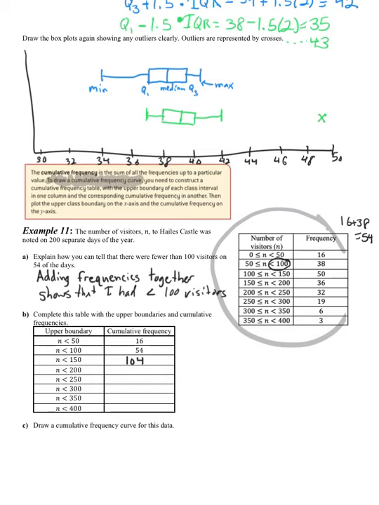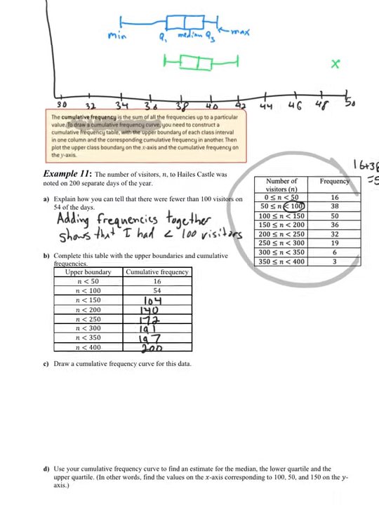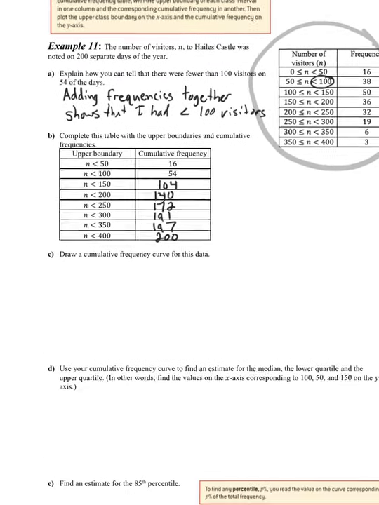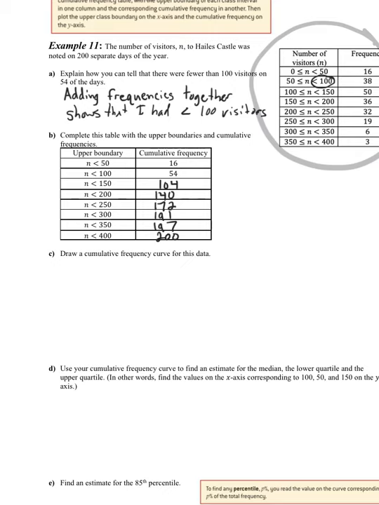Well, how many days did we have less than 150 visitors? Well, 104 days because we're adding them all up. So go ahead and fill out the rest of this table, for example, 11. A cumulative frequency curve. And what a cumulative frequency curve is, just like it sounds, we're going to create a frequency graph.